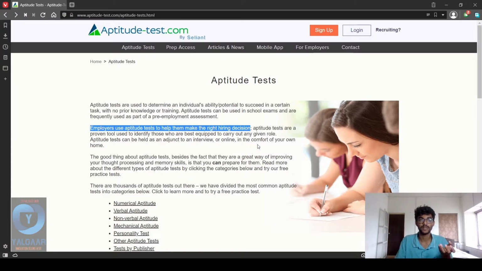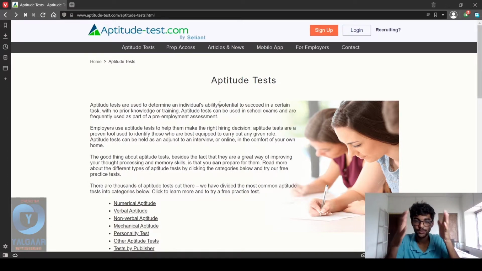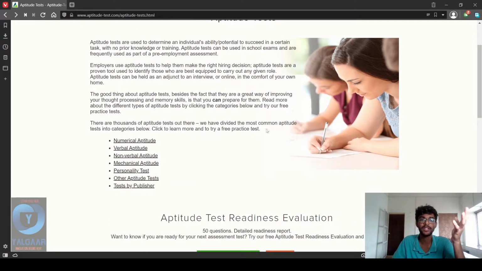So these are a proven tool to identify those who are best equipped to carry out any given role. Basically, if you are supposed to do something, as I said, you need to prove yourself, and this is one of those tools to find out whether or not you are worth taking into a company. Then there are multiple aptitude tests, but the most common tests are over here.